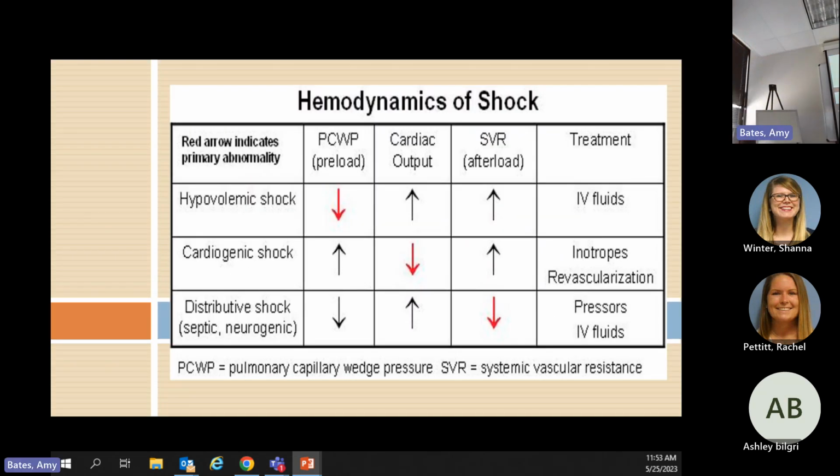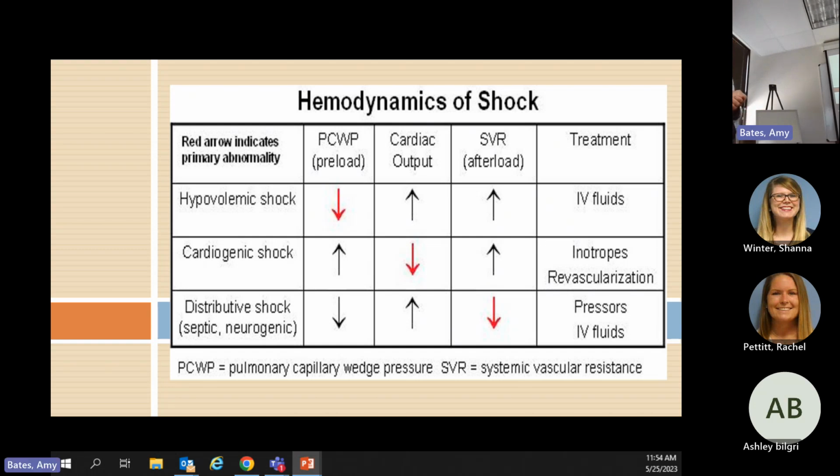All right, let's look at this. We're almost done. In hemodynamics of shock, you'll all experience some sort of shock in the patients that you take care of. In hypovolemic shock, we know that their preload is going to be down, right? They don't have the volume in their body to fill. Cardiac output is actually high because they're trying to compensate, and your SVR afterload is also high. That's the compensatory squeezing or constricting of the vessels. And then what do you do? You fill that space, right? You give them IV fluids, you give them blood if that's what they need.